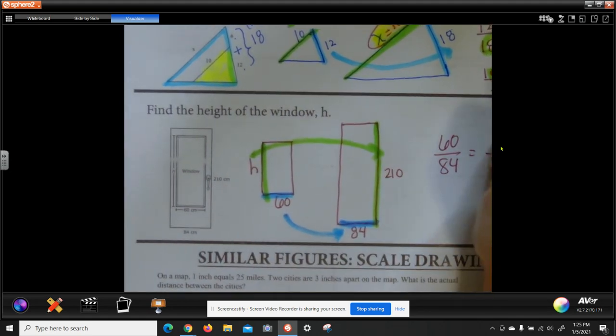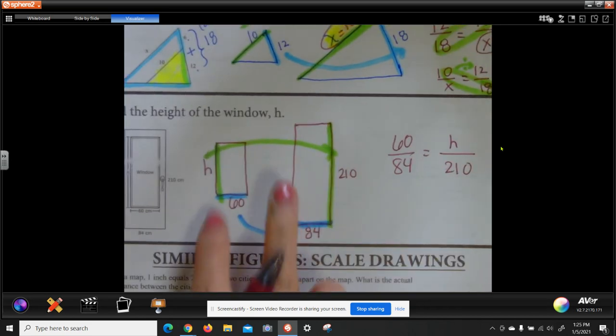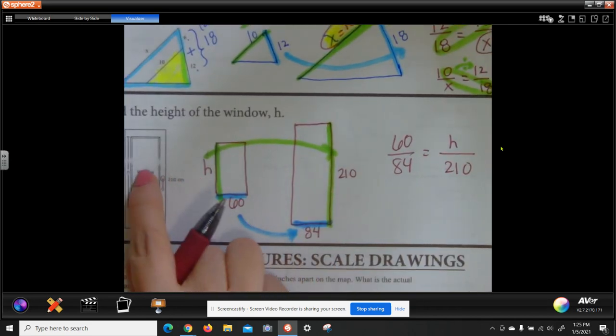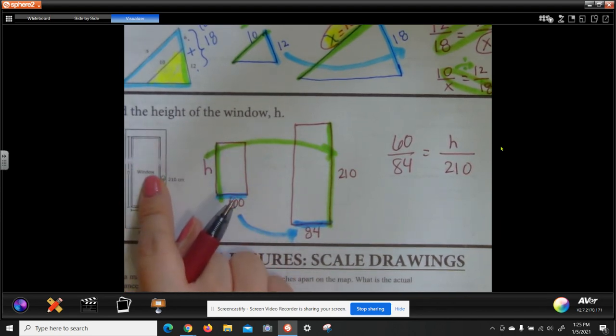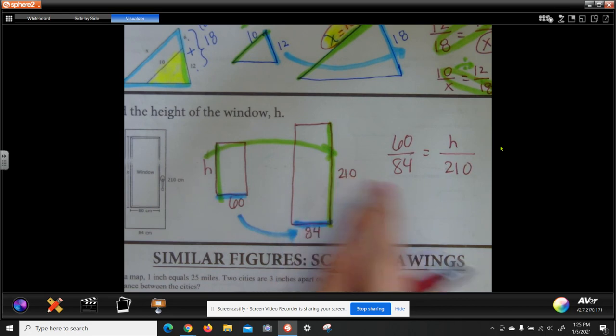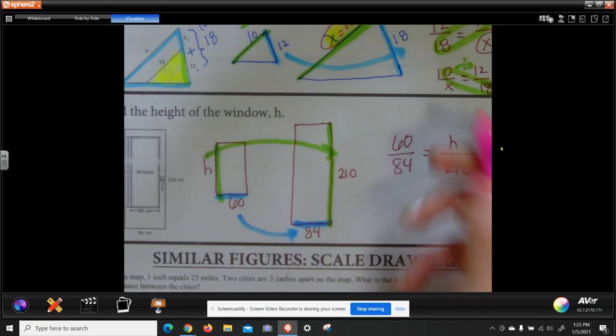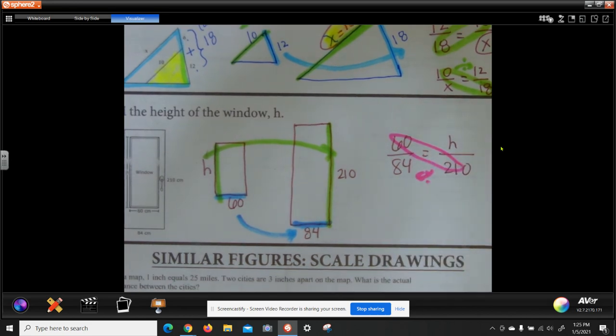Okay, H with 210. So the key is going to be to separate them, label it exactly like it's in the picture, the exact numbers, put them where they're given to you, and then just match them with your corresponding side to set up your proportion. Then you're going to go ahead and cross multiply and divide.